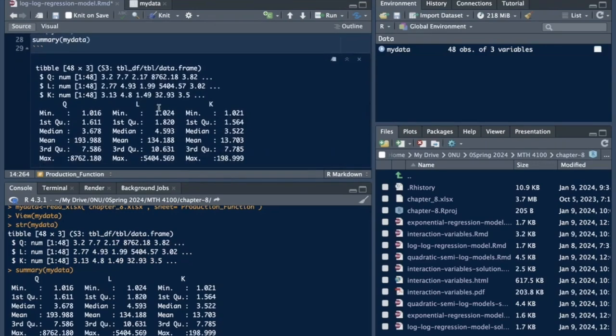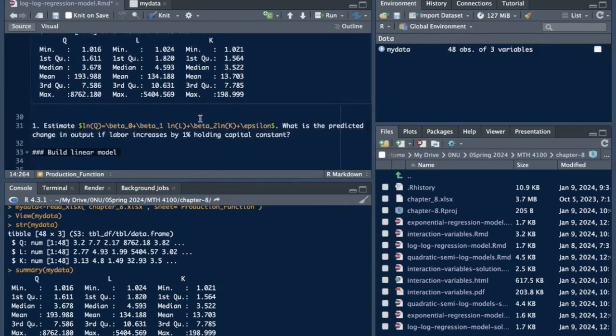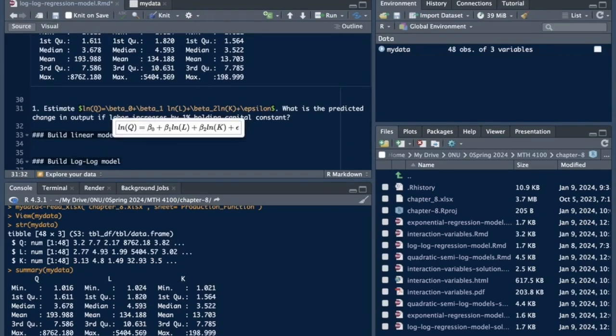Look at the range of the data. Q has a minimum of 1 and a maximum of 8,762. For L, the minimum is about 1, and K is the same. So we have quite a big range for the first two compared to the third one. The first part says to estimate this model. The question asks: what is the predicted change in output if the labor increases by 1% holding capital constant? That's why we are doing log, because we're asking about percentage changes for both the response and the predictor.